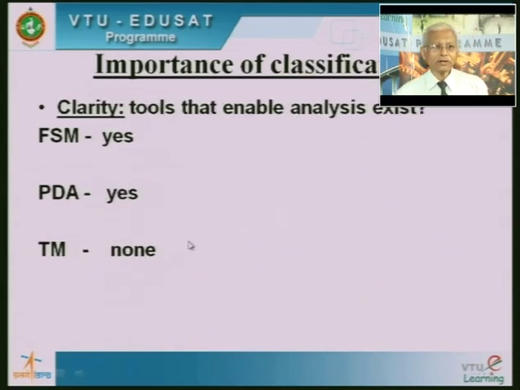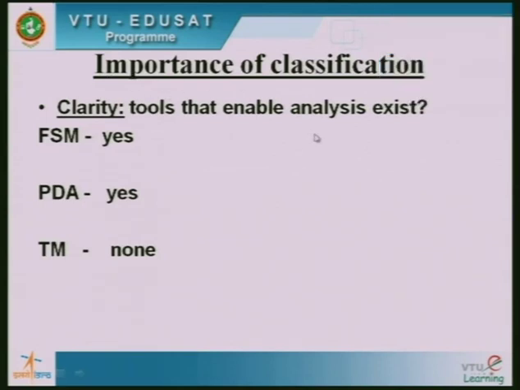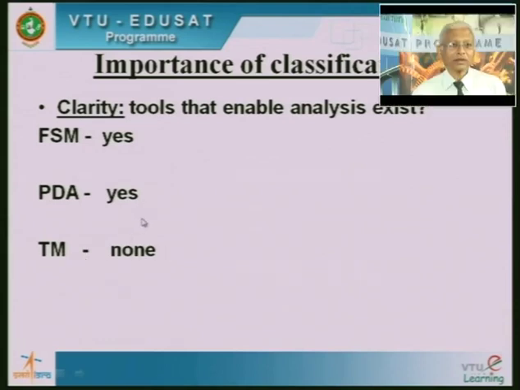Then the third important aspect is clarity, the tools that enable analysis. One of the very important things in computer programming is analysis. Can we have tools to analyze this? For the finite state machine, yes. PDA, yes. Turing machine, none. So you cannot have any analysis tools.